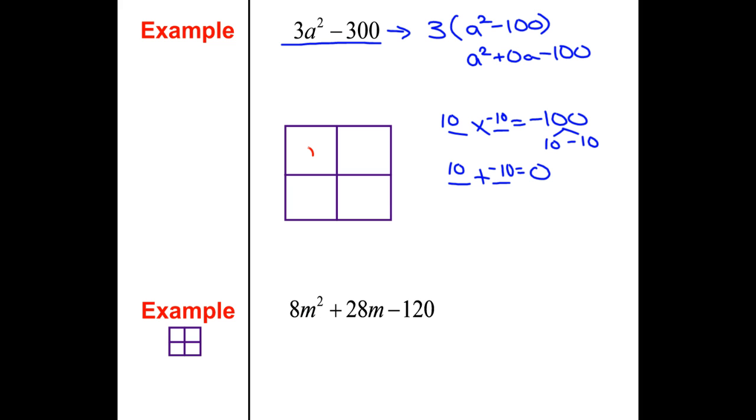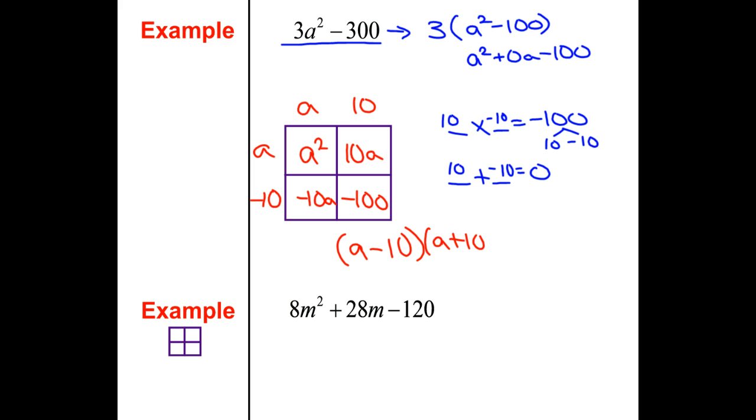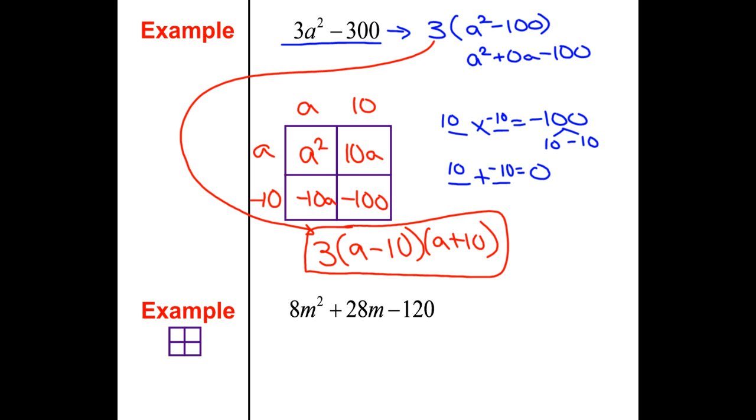Fill in our pieces with what we have, which is really a squared and negative 100. And we have positive 10a, negative 10a. Pull out our greatest common factors. We have a, negative 10, a, positive 10. Now our greatest common factor is a minus 10 times a plus 10, and we're done. Oh wait, no we're not. Don't forget to bring back down your 3. This is our correct, fully factored version.